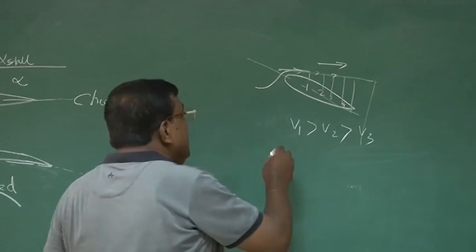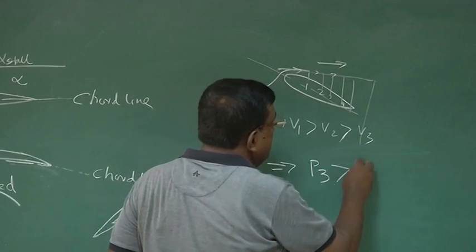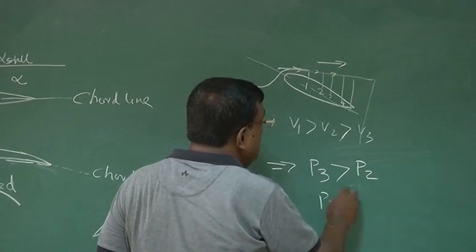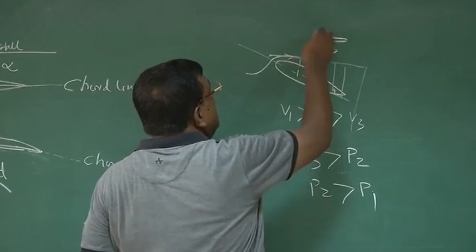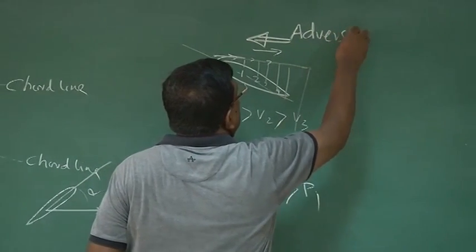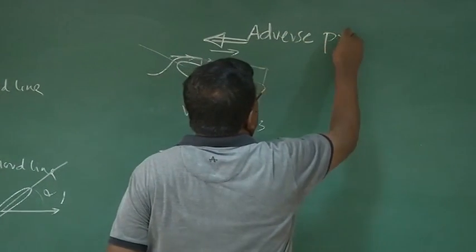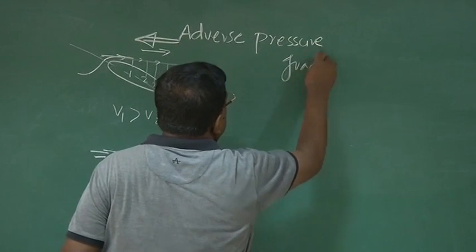And this implies the pressure at 3 is greater than pressure at 2, and pressure at 2 is greater than pressure at 1. So it will experience an adverse pressure gradient. Okay?